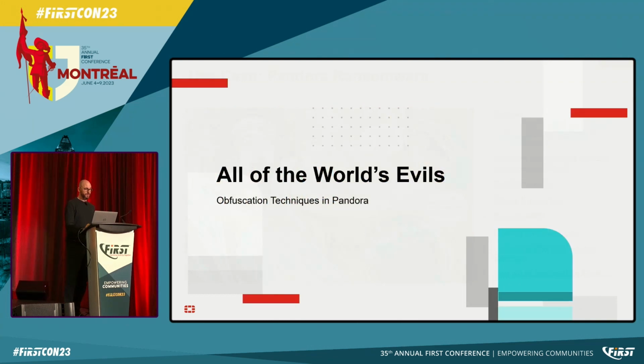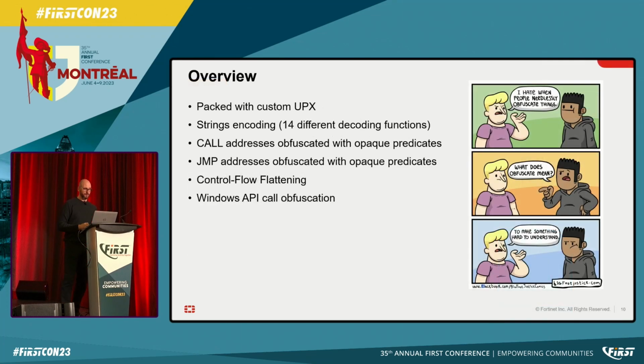So, obfuscation techniques in Pandora. Generally, it was full of obfuscation, as you could realize from the title. This is just an overview, and we are going to go through some of these topics. It had a custom UPX packer, which wasn't really a big challenge, but it was not off the shelf. It had string encodings. The interesting part is that it has 14 different decoding functions, which made the decoding a little bit more challenging. The functions were pretty much the same with slight changes. It's just the fact that there were many of them that was a bit more challenging.